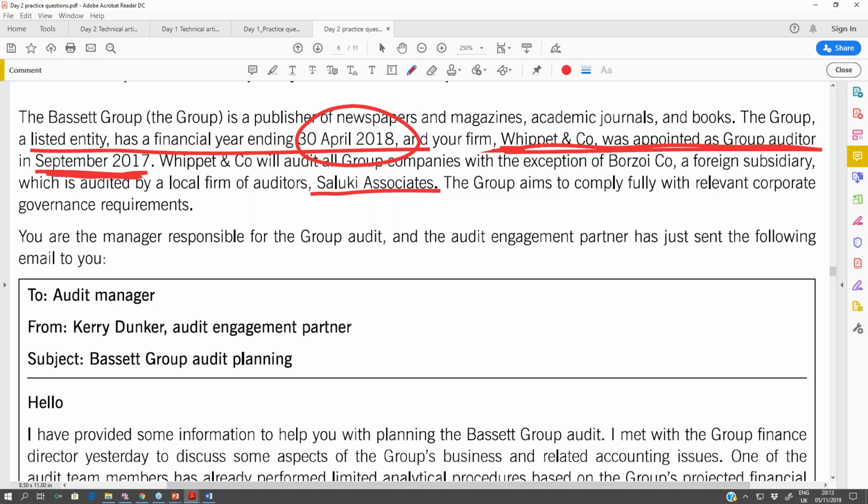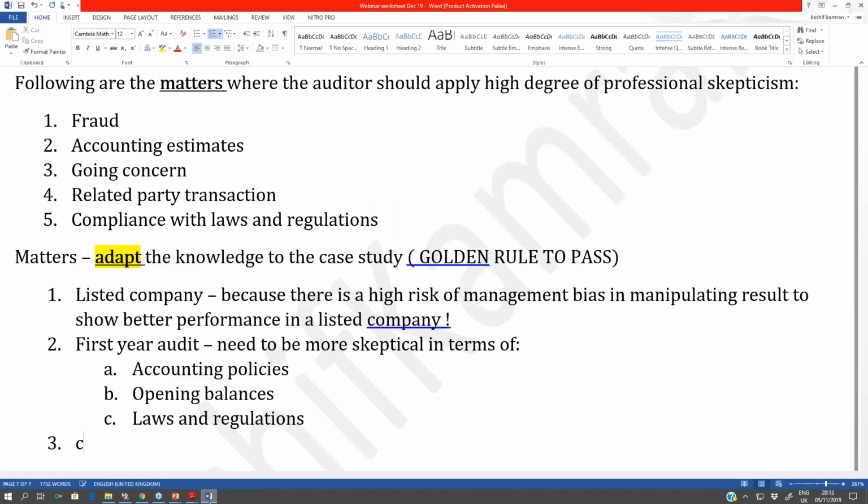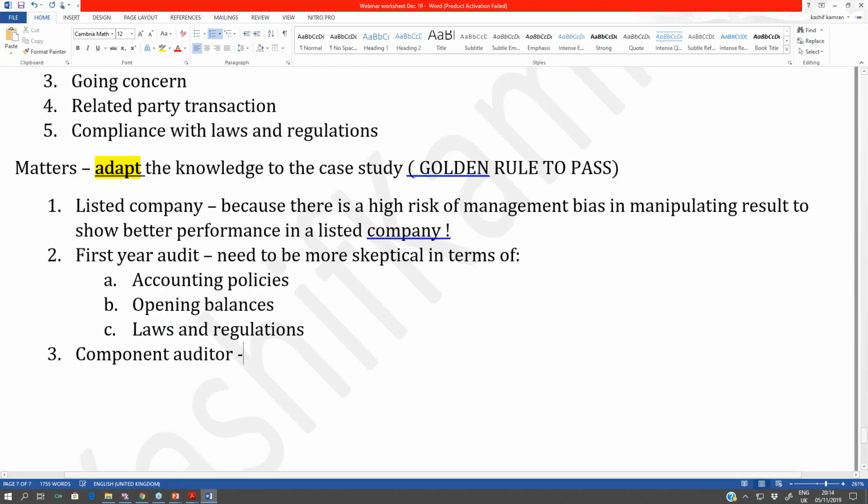So will I be more skeptical in reviewing the work of the component auditor and in ensuring whether the component auditor has the right strategy? We just saw a question prior to the break, right, where the component auditor was setting a wrong strategy for the subsidiary. So should I be more skeptical about the component auditor Saluki Associate as to how they're performing work and about their audit strategy and so on and so forth? So another point in the first paragraph, I need to be skeptical about the component auditor. So how is the component auditor performing work? I need to be more skeptical about component auditor work and component auditor strategy.